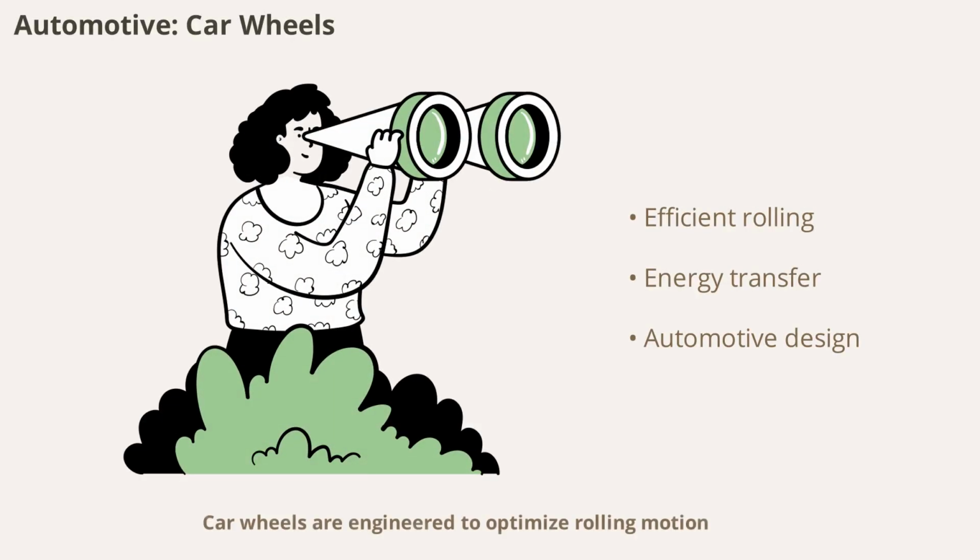Car wheels are engineered to optimize rolling motion. Their design ensures efficient energy transfer from the engine to the road, minimizing losses due to friction and maximizing stability. Understanding rolling motion and moment of inertia is key to automotive innovation.